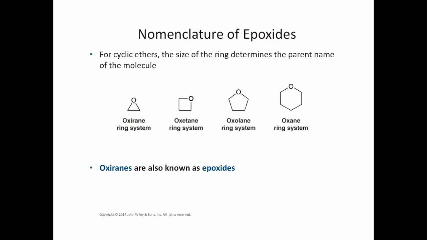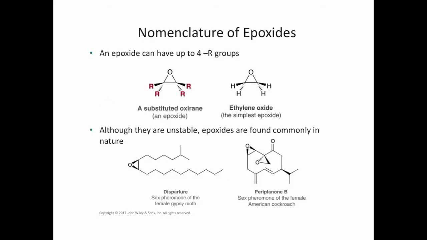In naming cyclic ethers, so ethers in a ring, the size of the ring determines the parent name. Those are shown here. Oxyranes are more commonly known as epoxides. An epoxide can have up to 4 R groups because each carbon of the epoxide can have 2 R groups attached to it. And epoxides, while they are somewhat unstable, they are found in nature. So for example, here are some pheromones that are found in nature that contain epoxides.